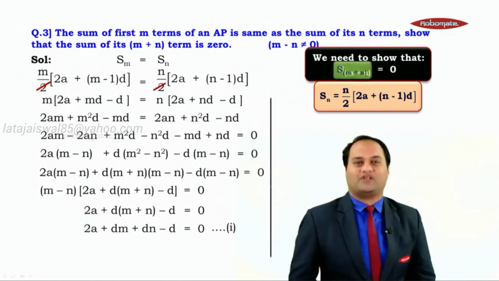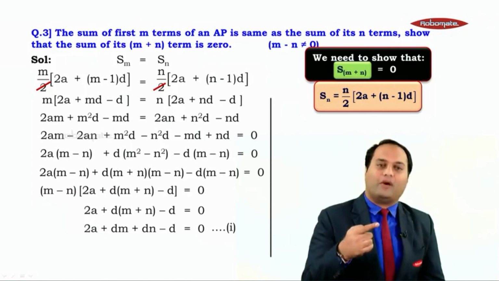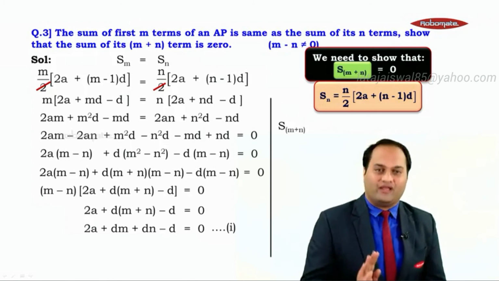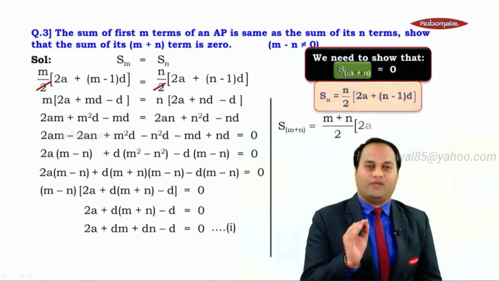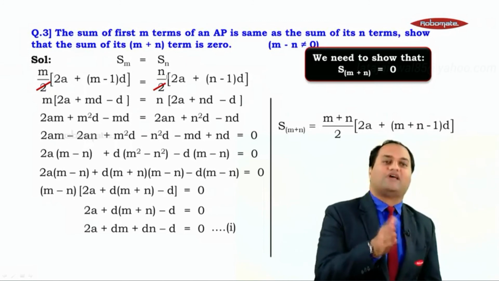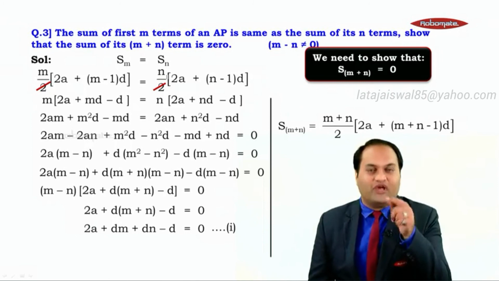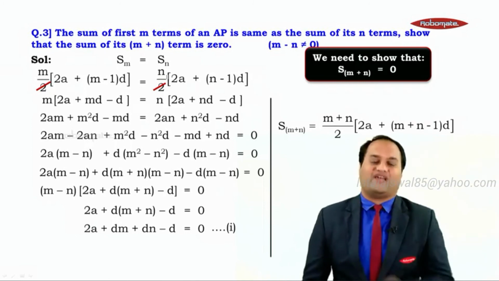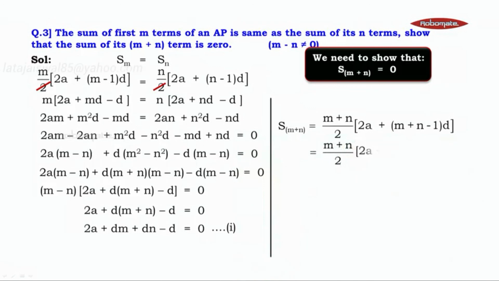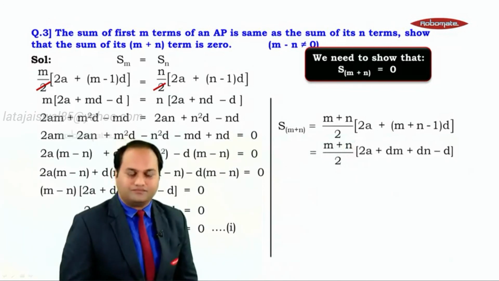What is S(m+n)? See, understand. Sm is m upon 2, 2a plus m minus 1 d. So what will S(m+n) be? S(m+n) will be m plus n upon 2 into 2a plus m plus n minus 1 into d. What we have done is, in the formula of Sn, we have replaced n by m plus n. Right? Now look at the bracket. What is there in the bracket? 2a plus dm plus dn minus d.